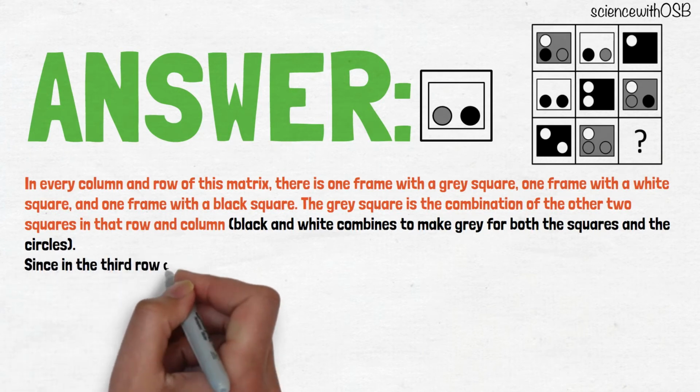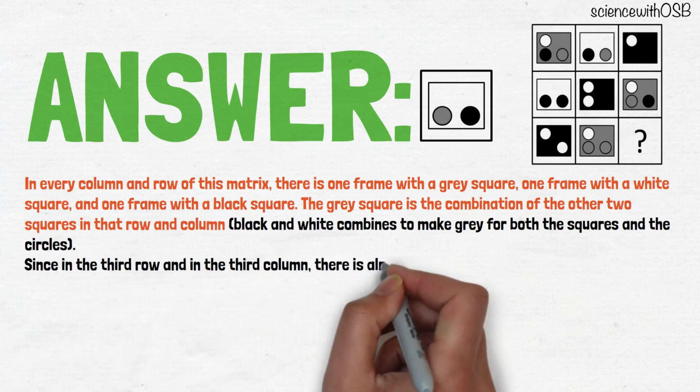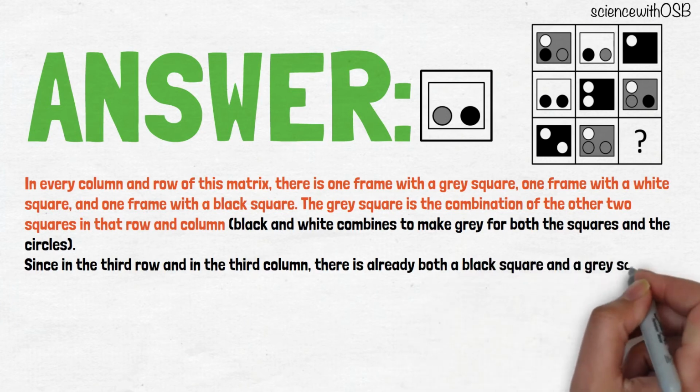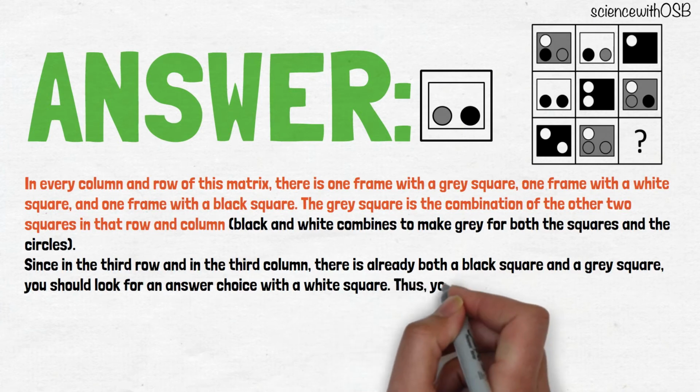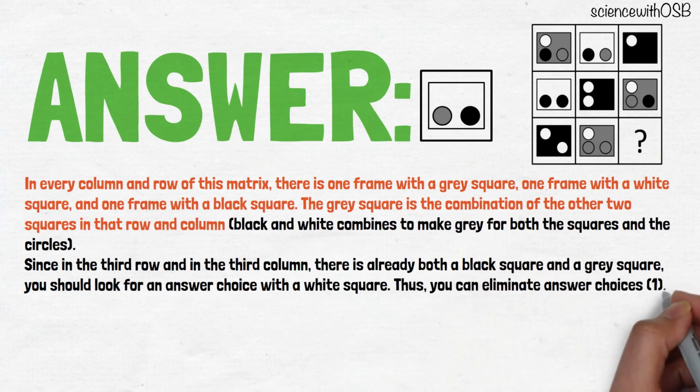Since in the third row and in the third column, there is already both a black square and a gray square, you should look for an answer choice with a white square. Thus, you can eliminate answer choices 1, 2, and 3.